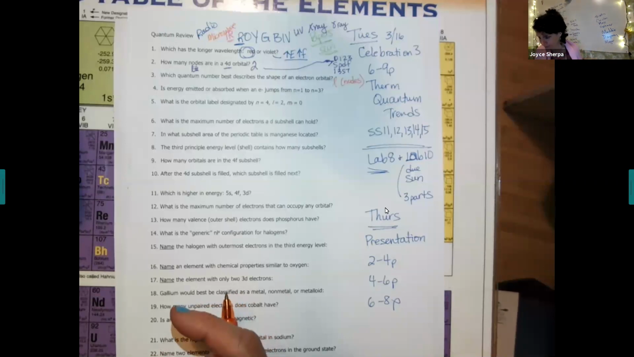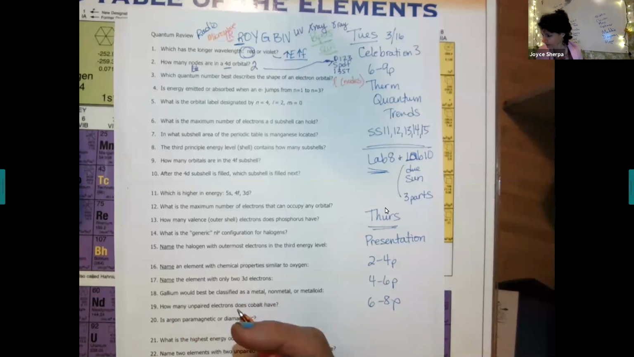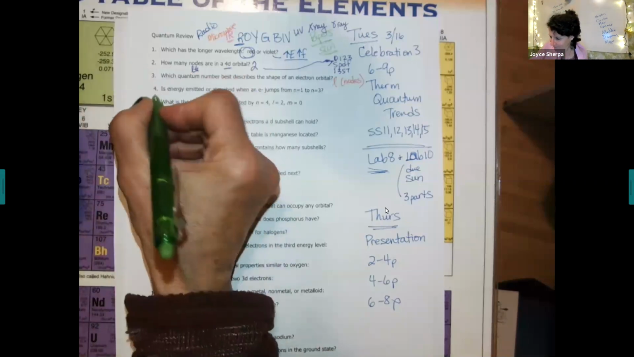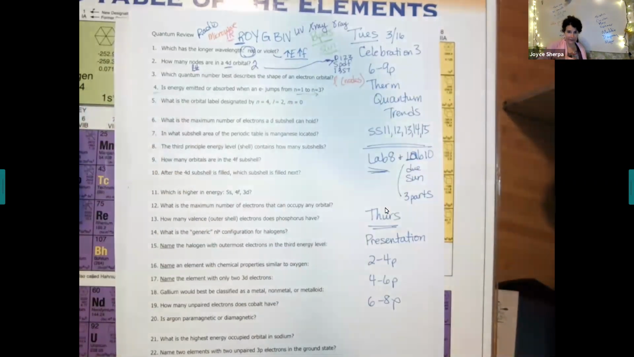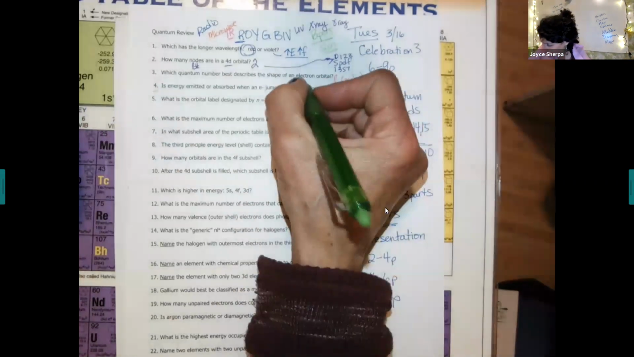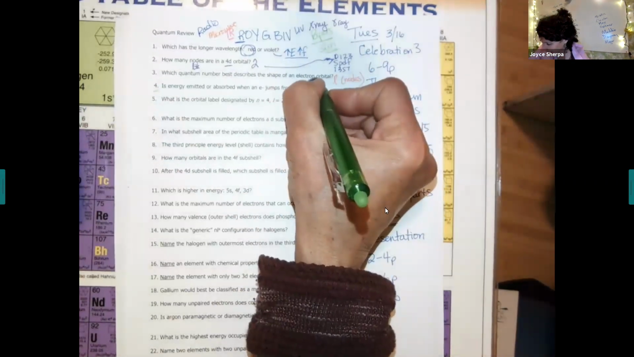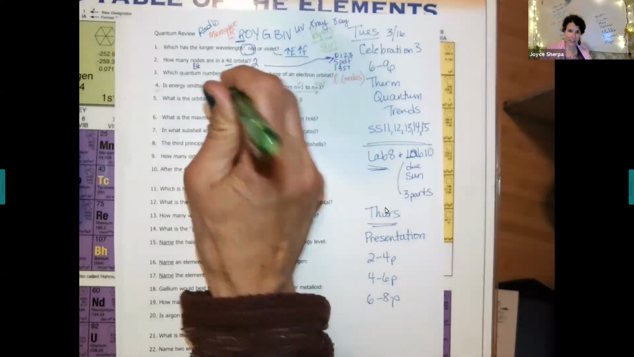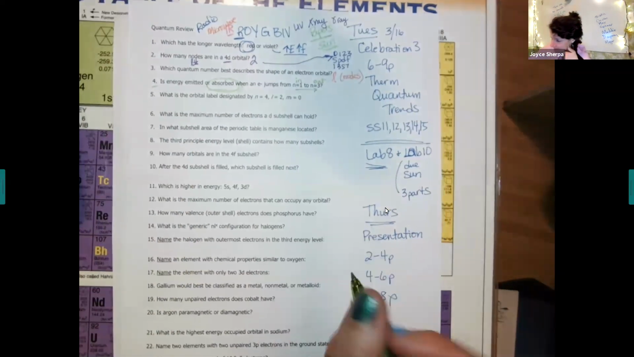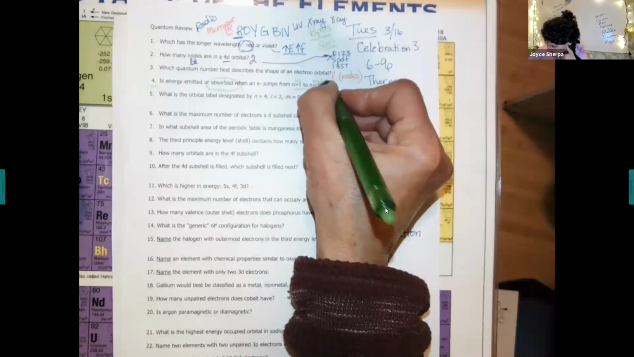All right. Is energy emitted or absorbed on number 4? If we jump from N1 to N3, we're going from inside to outside. When you move from inside to outside, you have to absorb energy, because moving outside has higher energy.